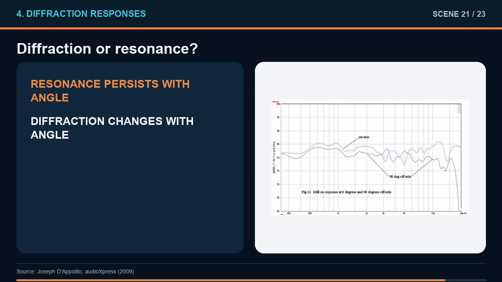Off-axis measurement helps us distinguish diffraction from resonance. A driver resonance is inherent in the moving system, so it tends to remain visible as the microphone moves to different angles. Diffraction depends on geometry and path length, so its peaks and dips change with angle. In this graph, the severe grill-on dips seen directly on axis are greatly reduced at 30 degrees off-axis and are replaced by smaller variations at different frequencies. That change confirms that the original disturbance came from diffraction rather than a persistent driver resonance.